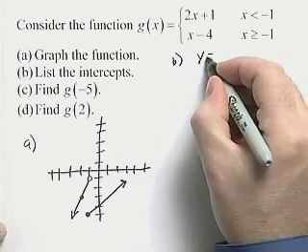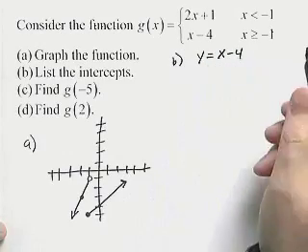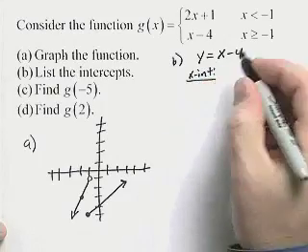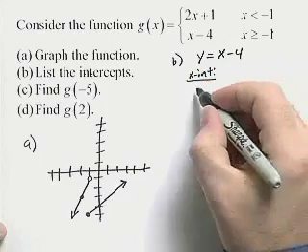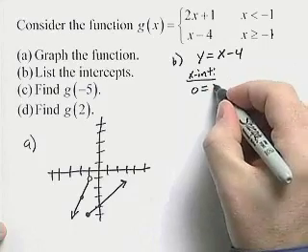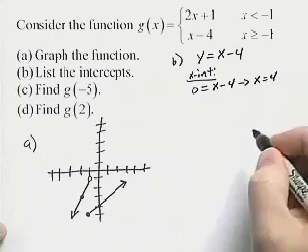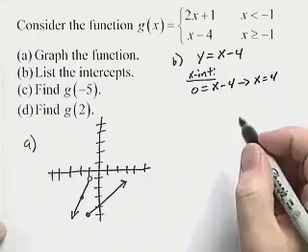So we'll start there. y equals x minus 4. We want to find the x-intercept. We'll go ahead and let y equal 0 and solve that equation. So 0 equals x minus 4. That yields x is equal to 4. So our x-intercept is 4.